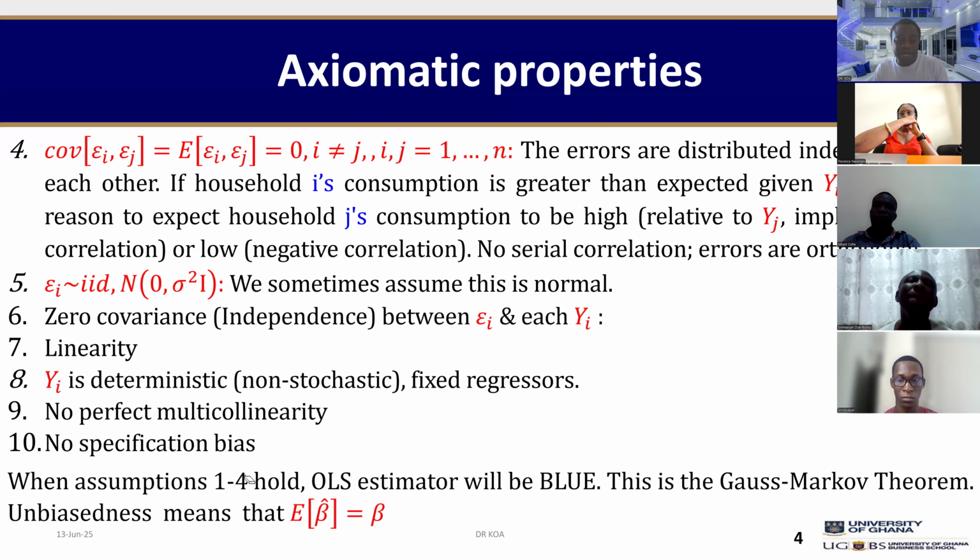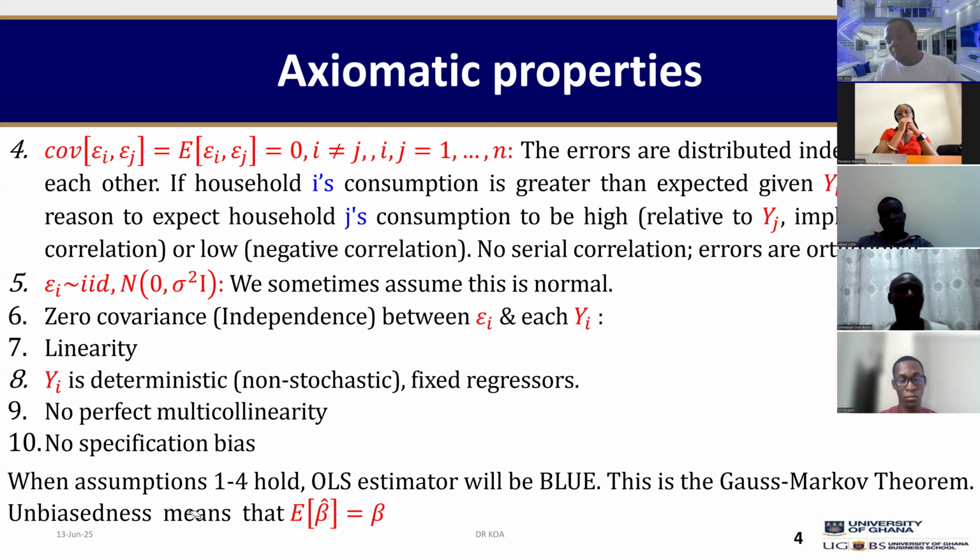Now, when assumptions 1 to 4 all hold, the OLS is said to be the best linear unbiased estimator. In other words, the Gauss-Markov theorem has been satisfied. So watch this, guys. Once you have satisfied all the assumptions 1 to 4, then we can say that the beta parameter, that is the marginal effect of the independent variable on the dependent variable, is exactly as it would have been had we taken the population.